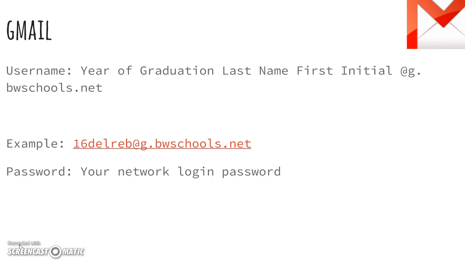So would you please take out your planners and write down your new Gmail account that's related to Baldwin? Remember, it begins with your year of graduation, your last name, your first initial, @g.bwschools.net. I'll give you a second to record that because you're going to log into your new Google account shortly.